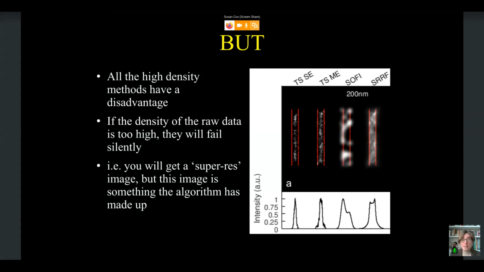So with ThunderSTORM single emitter, we get a very sharp peak here in the middle. ThunderSTORM multi-emitter, it's slightly wider. With SOFI and SRRF, you can see that with SOFI we get a very uneven distribution across the distance between the two lines, and we also get a lot of areas where we don't have any intensity. And then with SRRF, we get a roughly even fill between the two lines.